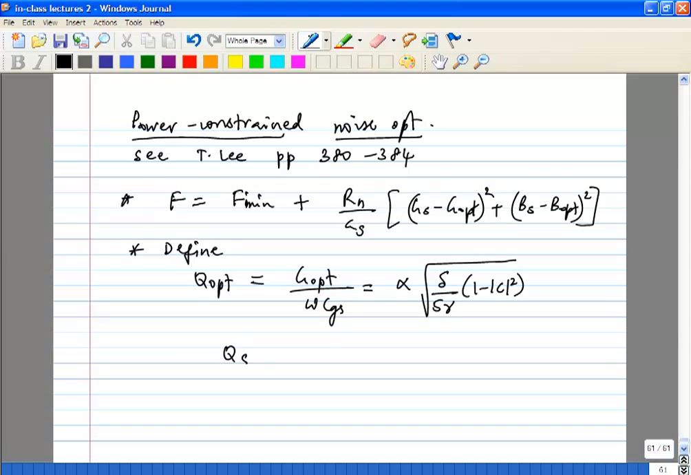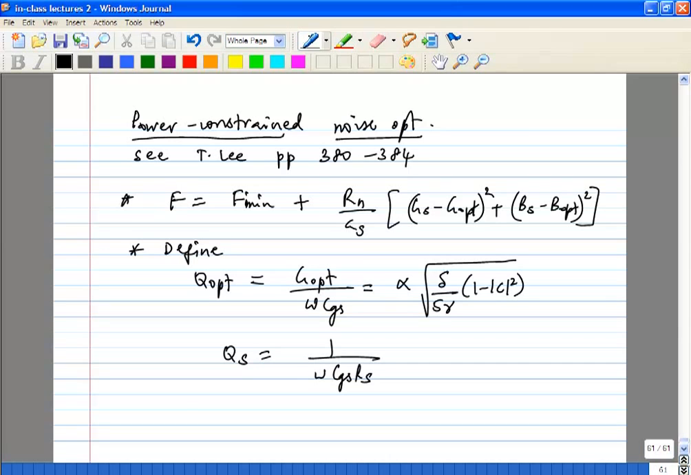And then you also define what is Qs, which is 1 over omega Cgs Rs. So what you want to arrive at is an optimum width of the transistor, given a power dissipation bound. The width of the transistor comes through omega Cgs, because Cgs depends on the width of the transistor. So obviously Qs will vary, so you want to find out the optimum Qs.